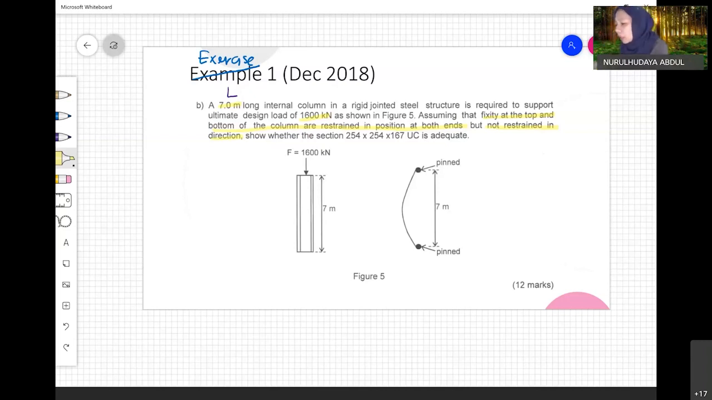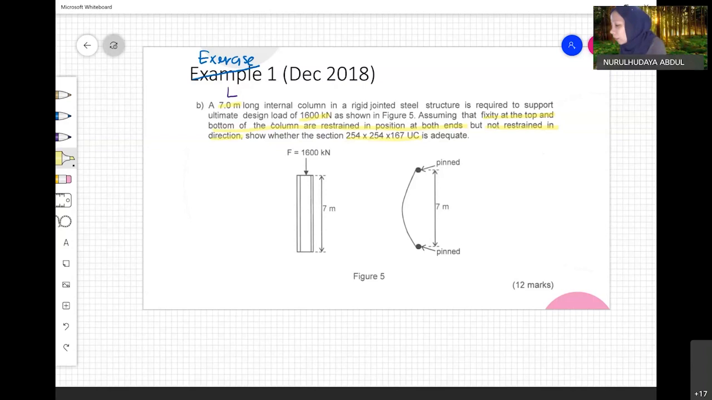Show whether the section 254x254x167 UC is adequate. Okay, so this question is different. For example number one, they give you a section, which means you can just use this section, no need to try and error. We just take this section and check. If it is not okay, then it is not okay, what to do. No need to suggest any section.